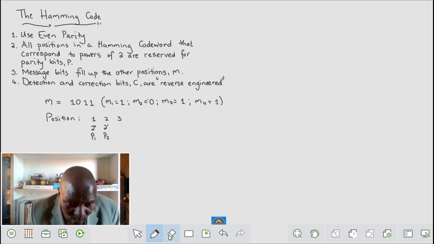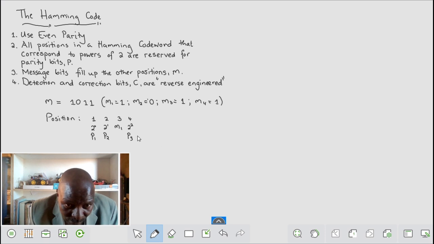This is not a power of 2, so this is where our M1 is going to come in. So our M1 is going to come in there. Then this is 4, but remember that this is a power of 2, 2 to the power of 2, so this will be our third parity bit, P3. All right, we said we're going to name them P's.